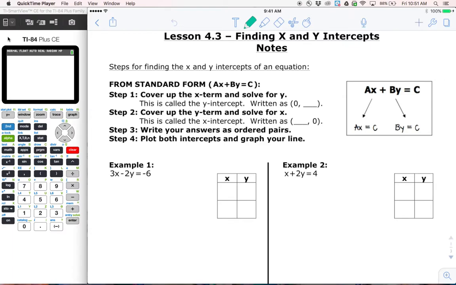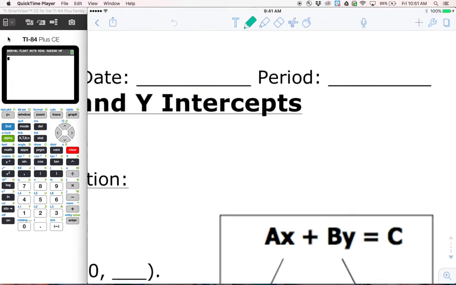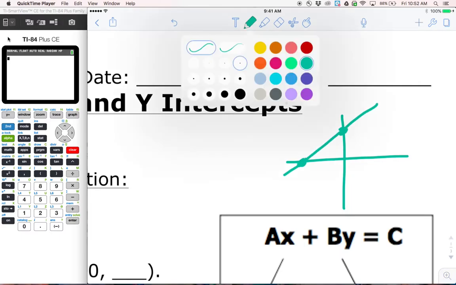Finding x and y intercepts. Today we are moving away from slope a little bit and we're looking at graphs and how to find x and y intercepts. Before we do anything though, can we take just a second and look at just a sketch of a graph? If this is my graph and this is my line on my graph, let's make sure we understand what we're talking about today, right?